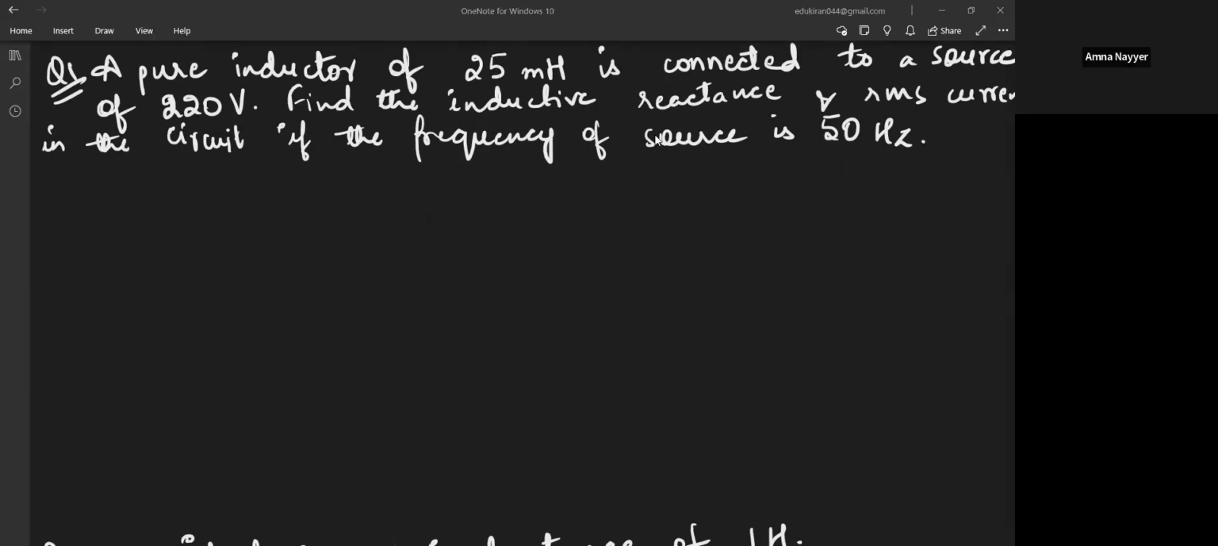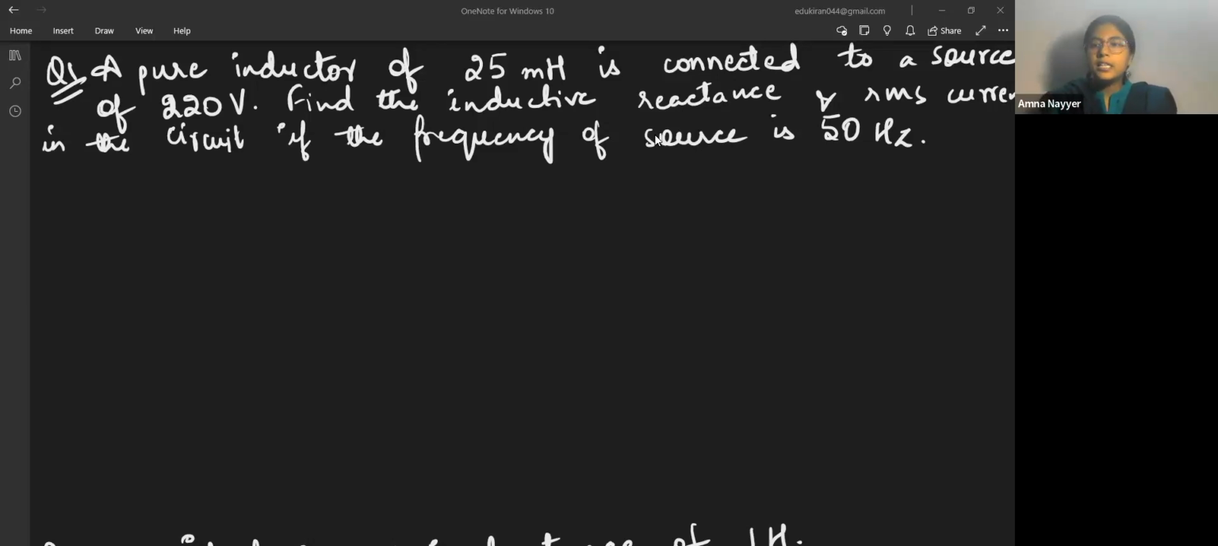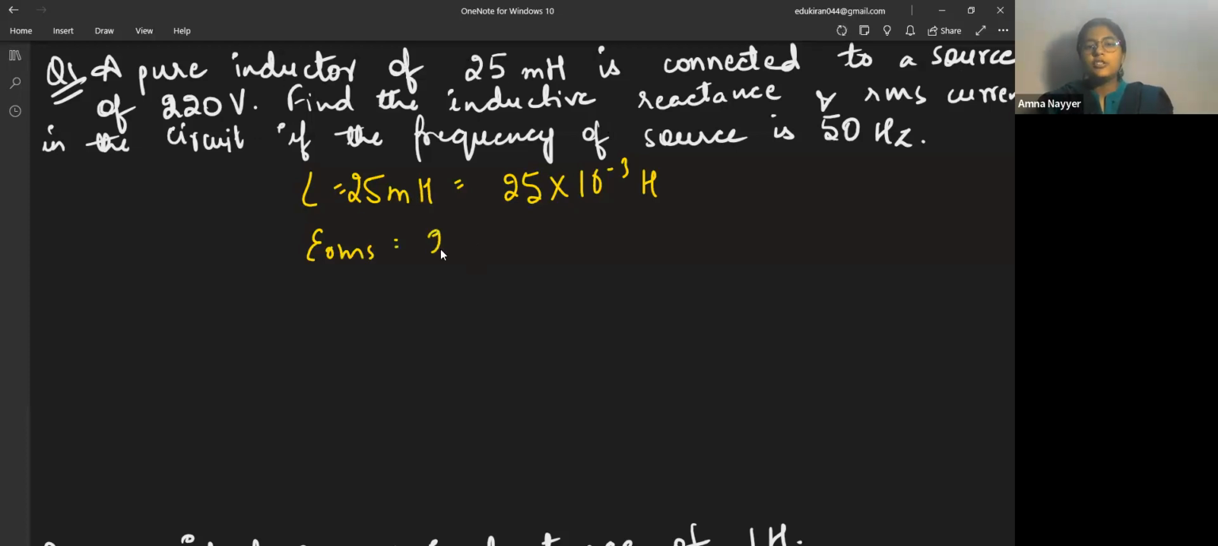The question says that a pure inductor of 25 millihenry is connected to a source of 220 volt. Find the inductive reactance and RMS current if the frequency of the source is 50 hertz. Inductance is given as 25 millihenry, so we'll convert this into 25 into 10 to the power minus 3 henry. Then the E RMS value: what is the value of source? 220 volt. So E RMS value is 220.